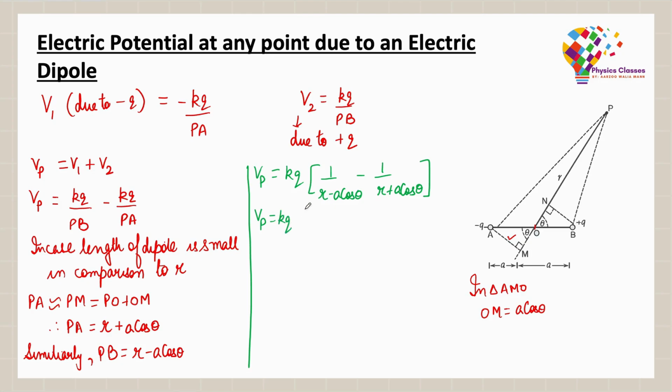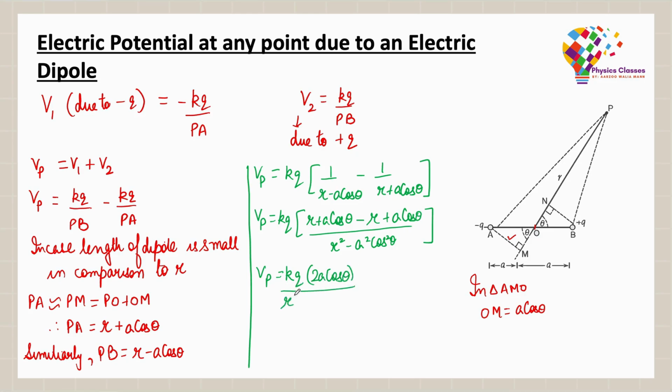So VP can be written as KQ into, this is R plus A cos theta minus R minus A cos theta, upon, this is A square minus B square, so R square minus A square cos square theta. So over here VP is equal to KQ into 2A cos theta upon R square minus A square cos square theta.